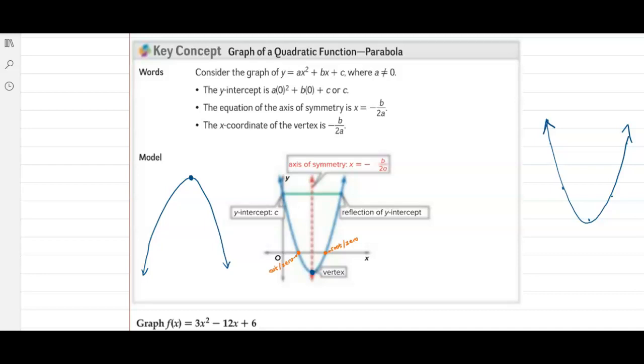All parabolas are going to be symmetric. There's an invisible line that you can draw right down the middle of that parabola, and the points are the same distance away on either side of that line.